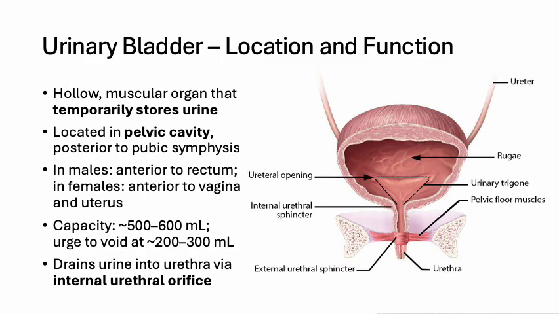The urinary bladder is a distensible muscular organ designed for efficient storage and periodic expulsion of urine. It sits low in the pelvic cavity with slightly different anatomical relations in males and females.